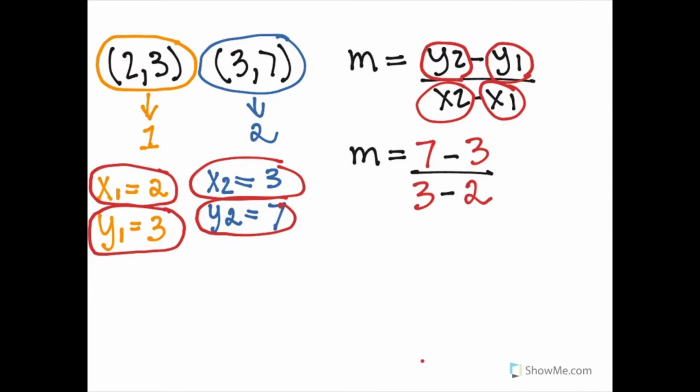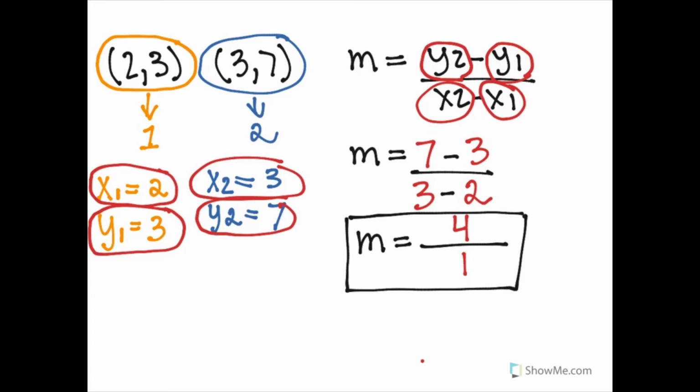Now that we have plugged our values into the template equation, we can then calculate. For the numerator, subtract the two numbers. So we would do 7 minus 3, which is 4. And then for the denominator, we do the same thing, and we would do 3 minus 2, which is 1. And that is it. We have our final answer, which is m is equal to 4/1.